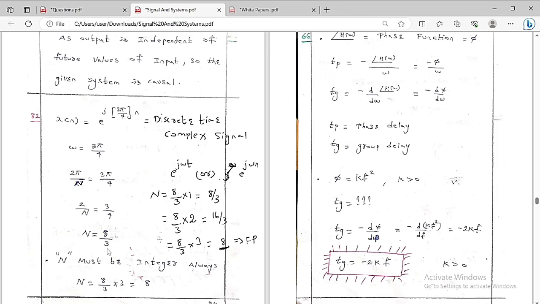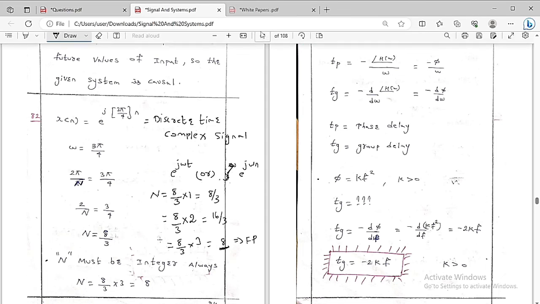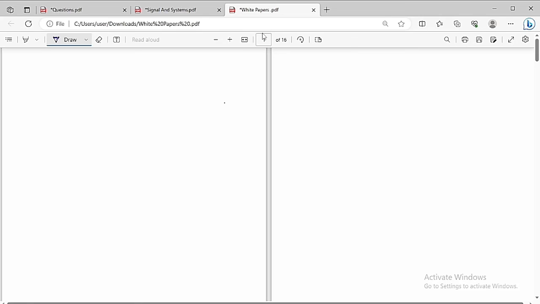That is called the period. But in some books, what they are going to do is very simple. What we got is omega, right? Omega is equal to 3 by 4 we got.